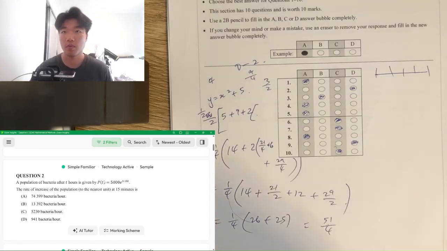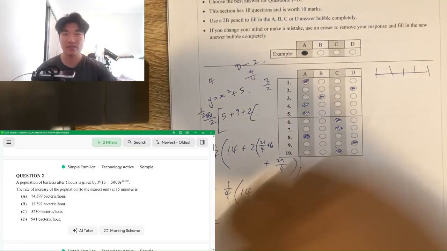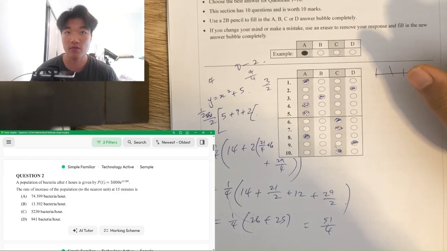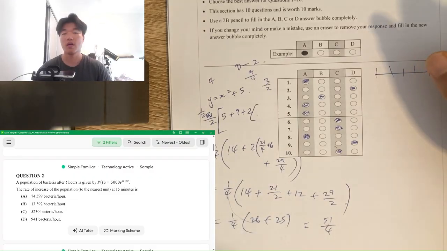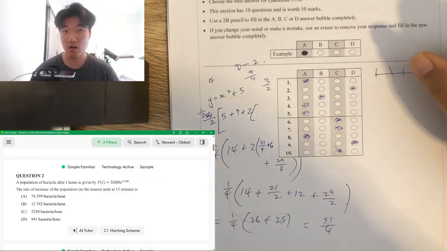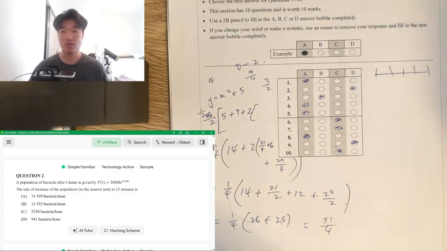Question two. The population of bacteria after t hours is given by P of t equals 5,000 e to the 0.18t. The rate of increase, so we need to find the derivative of the population. The nearest unit at 15 minutes is what? Okay, 15 minutes, that's a quarter of an hour.